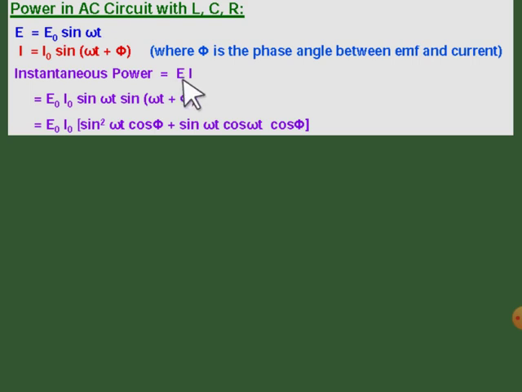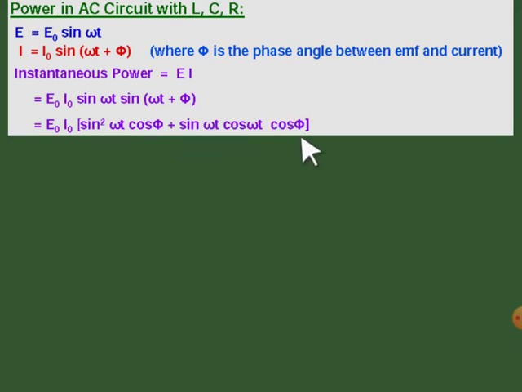So what happens if you take E in terms of the sinusoidal function? E is equal to E naught sine of omega t, I is equal to I naught sine of omega t plus phi. If you expand sine of omega t plus phi, it will be sine of omega t cosine of phi plus sine of phi cosine of omega t, just like the expansion of sine of a plus b. If you multiply it with sine omega t, you will get this expression.